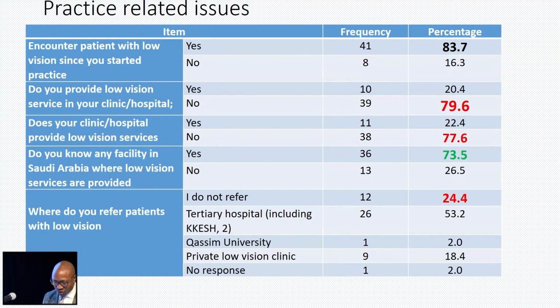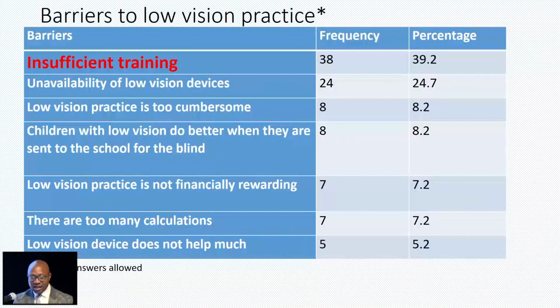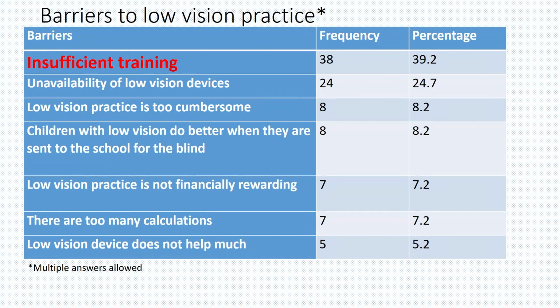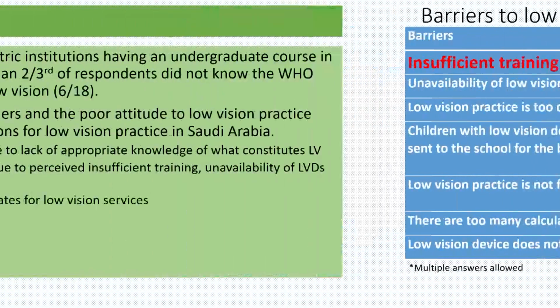Now, in terms of whether they know any clinic or whether the clinic where they work provides low vision service, we indicated the percentage there, and the other information is there. And I have 1 minute, so I hope to be done in that time. Now, in terms of barriers to low vision, the leading barrier indicated by respondents was insufficient training. Almost 40% of them indicated that they don't have sufficient training to provide low vision. And closely allied to that is unavailability of low vision devices, and that's over 50% as a barrier. And so we need to identify these barriers and begin to address them. Quickly, we discuss this.